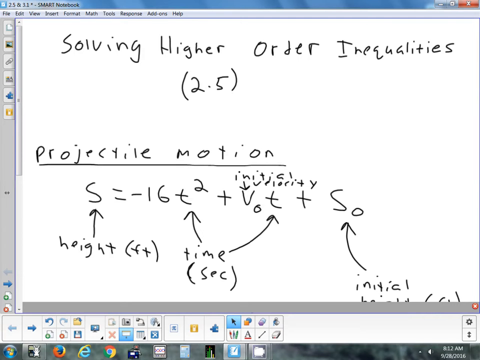V sub 0 is your initial speed of the object, how fast it was going when you released it or threw it or launched it, whatever you did. And s sub 0 was the initial height of the object. If it says an object was released from ground level, that means the initial height would be 0.